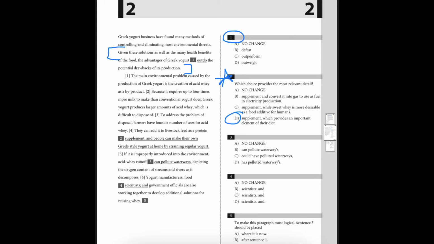And my last tip is to read carefully. For number 1, just to answer it, like I mentioned with context, the advantages of Greek yogurt outdo the potential effects of its production. For me, the correct answer would be outweigh. Going back to the context, outdo sounds a little strange here, but with the advantages of Greek yogurt outweigh the potential drawbacks of its production, it sounds a lot more natural.